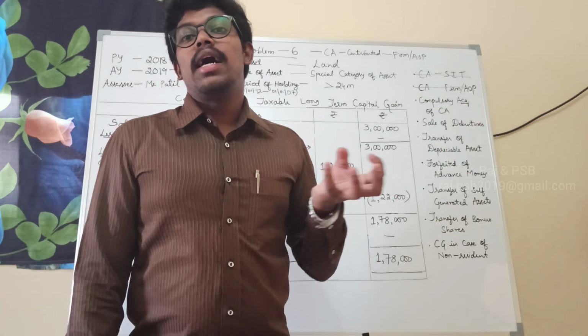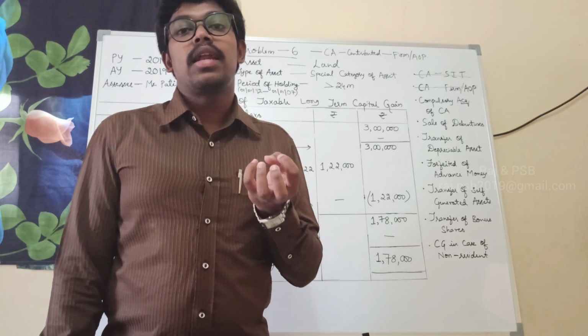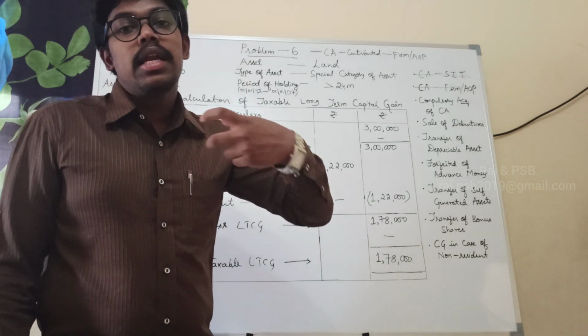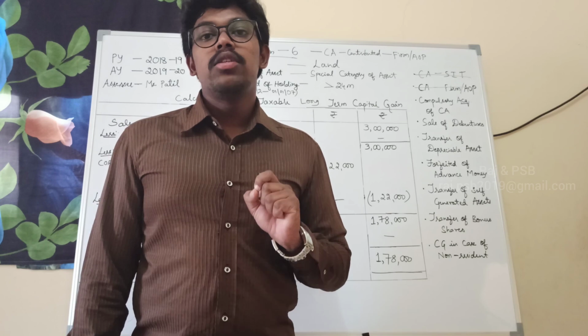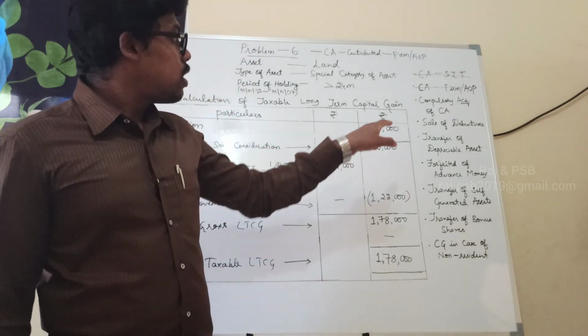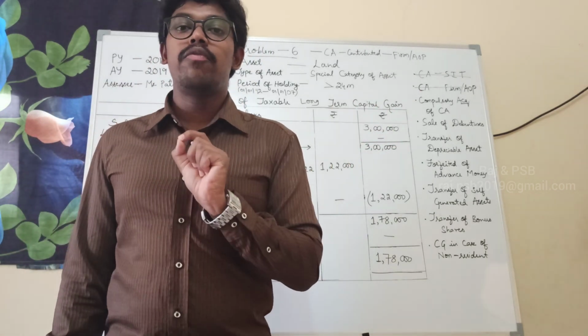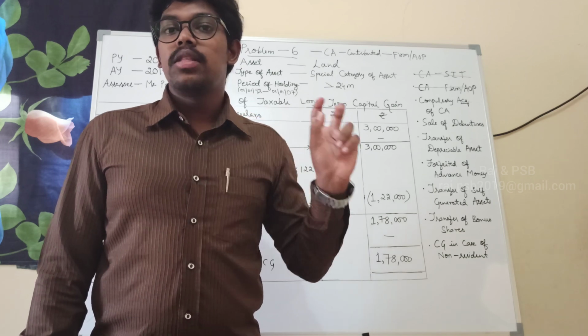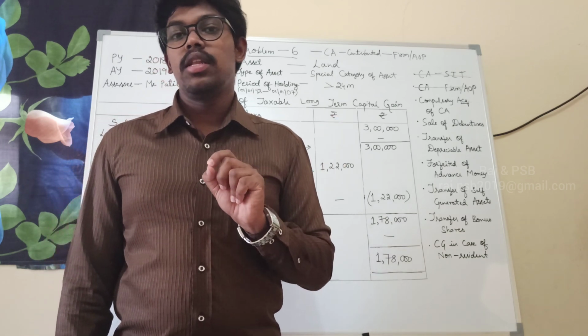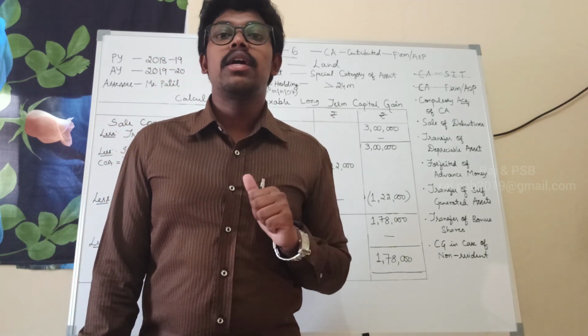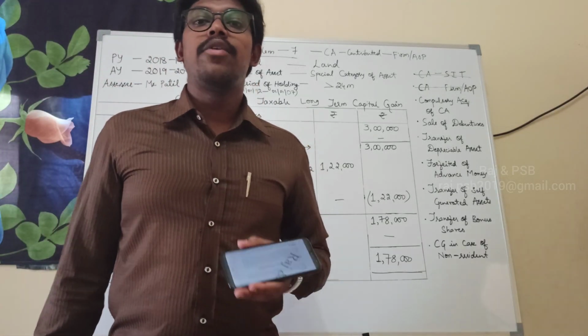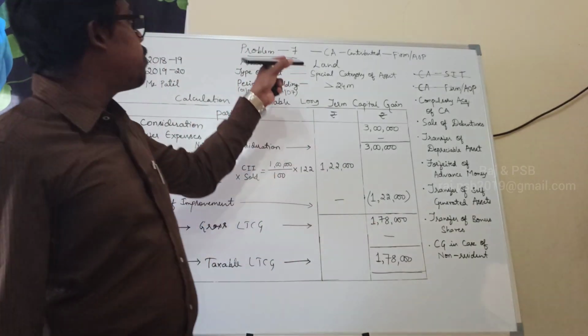So here the capital asset is transferred or compulsorily acquired by the government. So in this process, if any profits occurred by this compulsory acquisition, then it is taxable under income from capital gain. Okay, let us start with the problem, that is problem number 7.